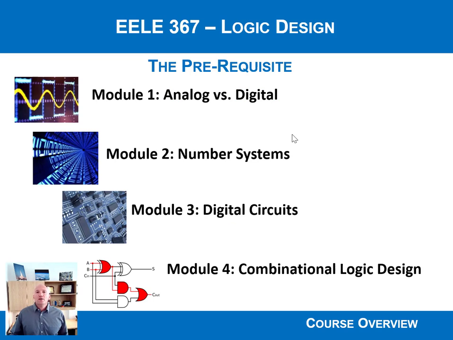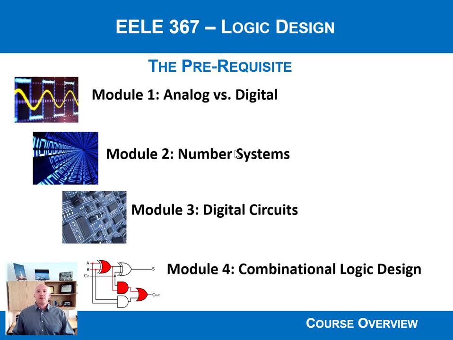If you recall, 261 started with a brief description of the differences between analog and digital signals and systems. And then we talked about number systems. So this is where you learn to count in binary and add in binary, and we talked about things like two's complement representation. And then we looked at digital circuitry. This is where we actually breadboarded AND gates and OR gates, and we talked about power supplies and grounds and basic breadboarding skills.